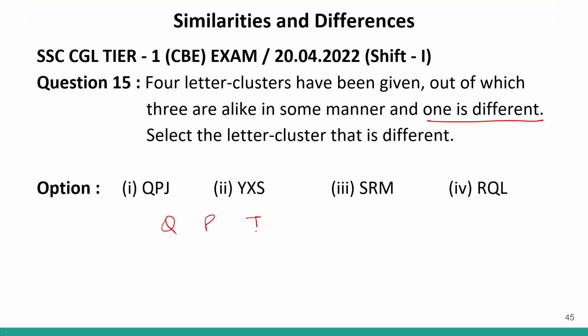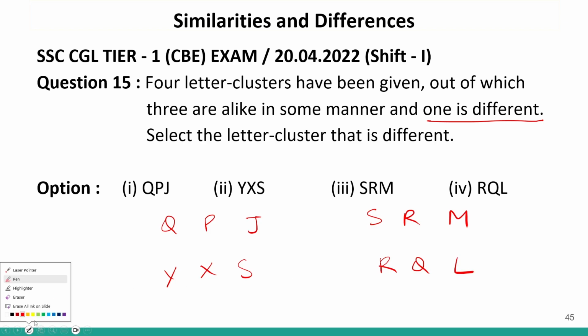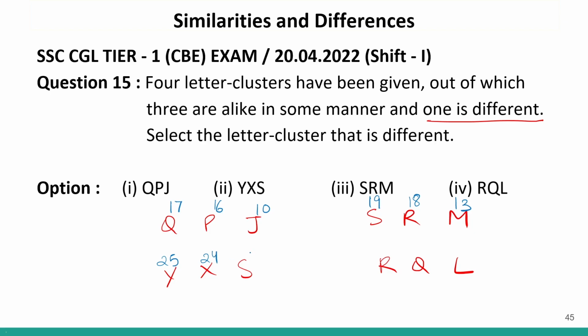So our first series is QPJ, then we have YXS, then we have SRM, and then we have RQL. So let me quickly give them forward ranks. So Q is ranked at 17. P is ranked at how much? 16. J is ranked at 10. Right? S is ranked at 19. R is ranked at 18. M is ranked at 13. Similarly, Y is ranked at 25. X is ranked at 24. S is ranked at 19. R is ranked at 18, Q is ranked at 17 and L is ranked at how much?